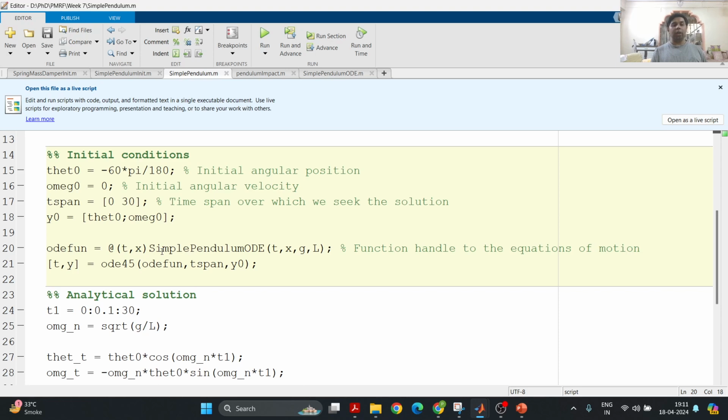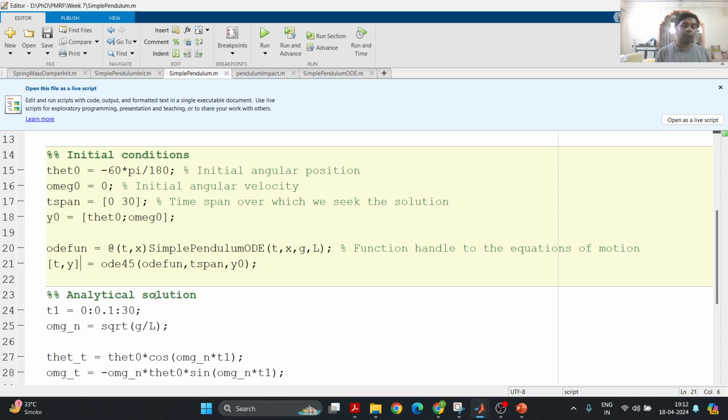This ODE fun that we have written is the function handle, and then the time span and y naught. The outputs are the time vector and y. So t and y give us the time and the solution in the form of the values of theta versus time and theta dot versus time, basically the two states. Those we get as the output.